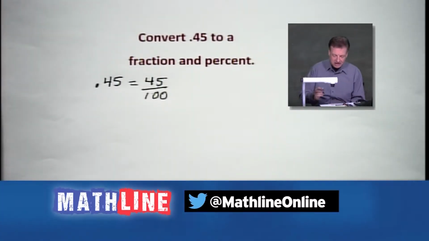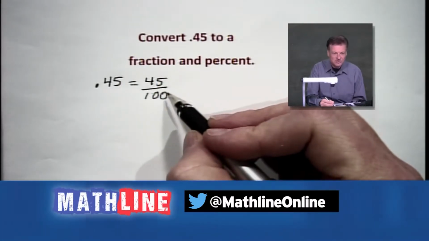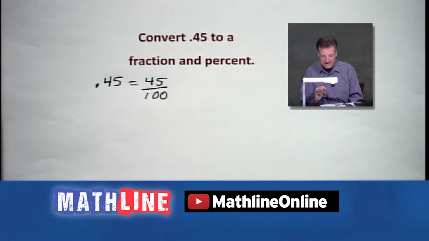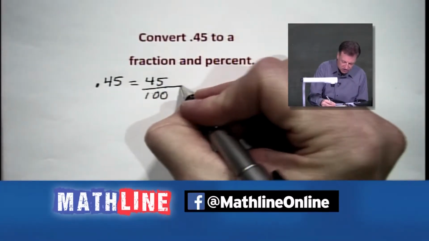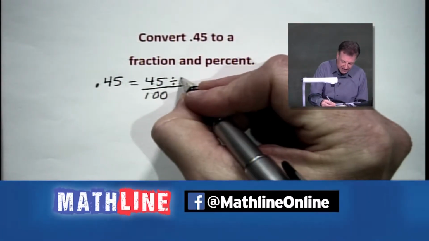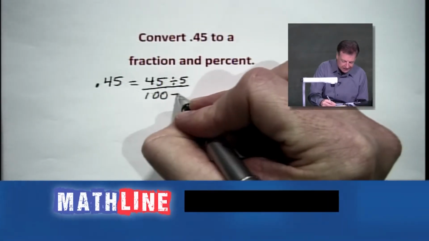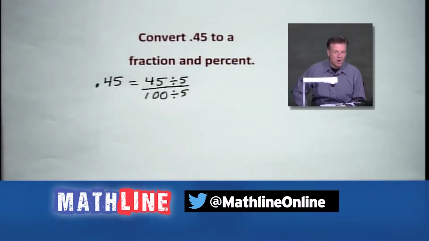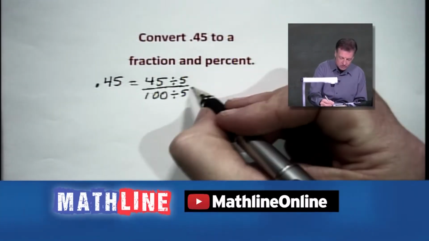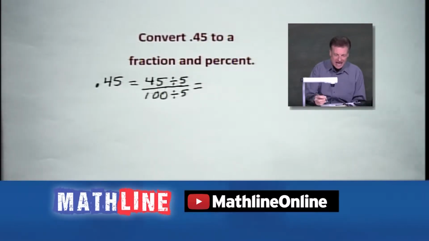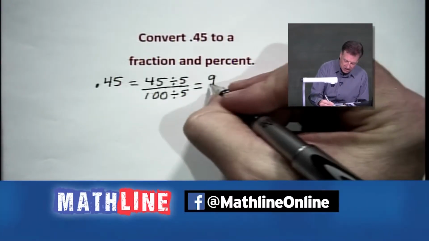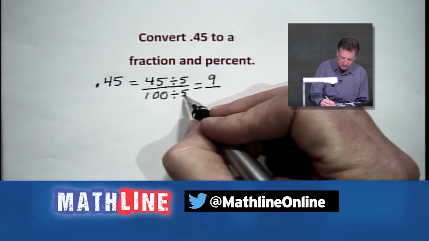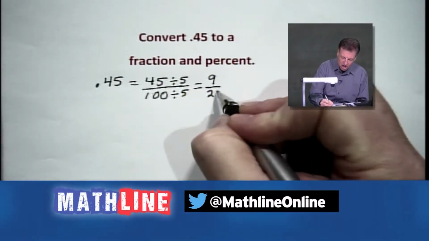And I look at my clues here. I notice there's a 5 and a 0. That tips me off that 5 will divide into both of those numbers evenly. And that's where I want to start. So we're going to divide the numerator by 5, and we've got to divide the denominator by 5. We divide by 5 both places. And when we do that, we get 9 on top, the new numerator. And then we take our 100 divided by 5 for our new denominator, and it goes 20 times.